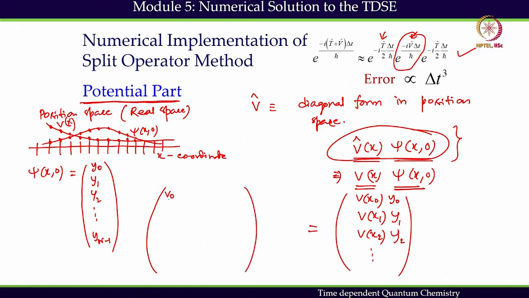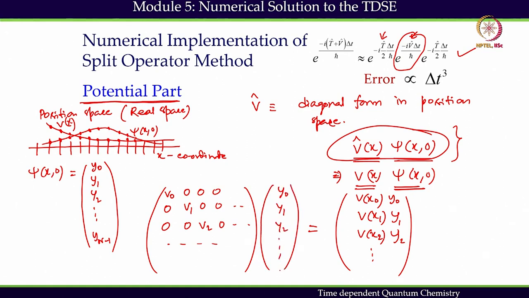I call it V0, let's say V0, 0, 0, then 0, V1, 0, 0, 0, 0, V2, 0, 0, like this way. Then y0, y1, y2, like this. And we can multiply this. Why we can multiply this is because of the rule of matrix multiplication: we multiply this and this, then we add this and this. But because every other element is zero, we get back only this value. This is a direct result of the matrix multiplication.